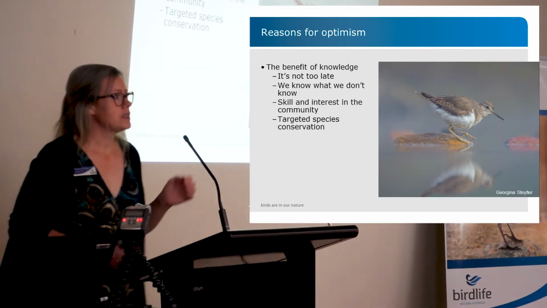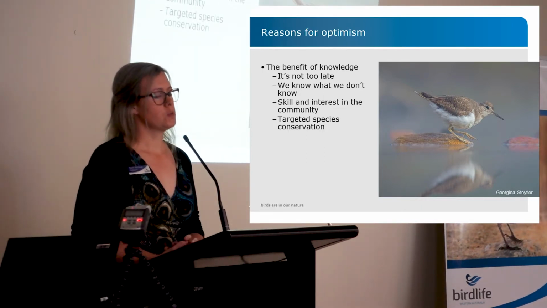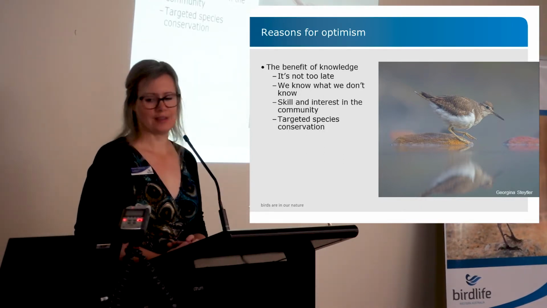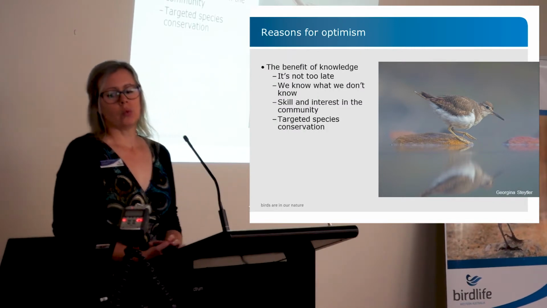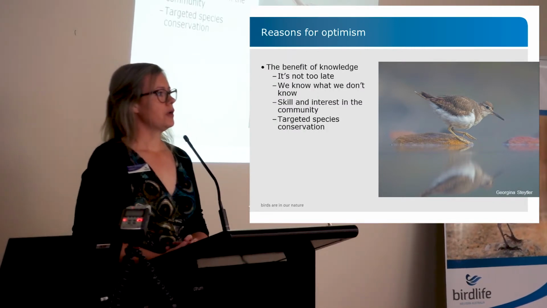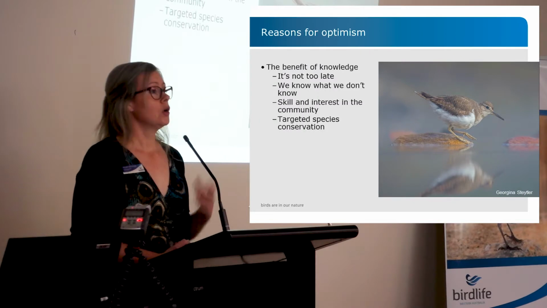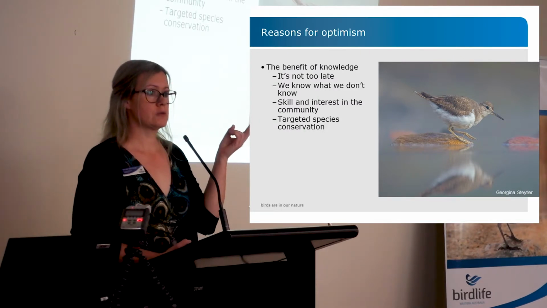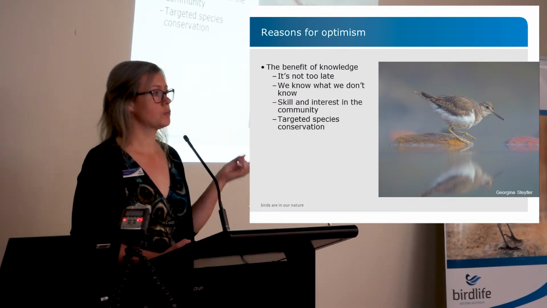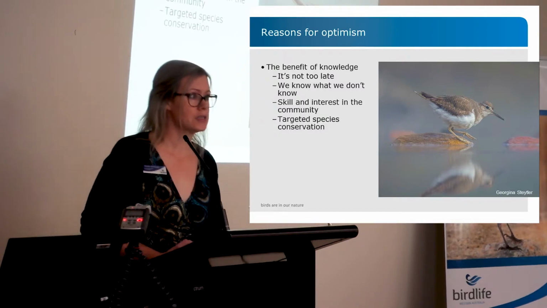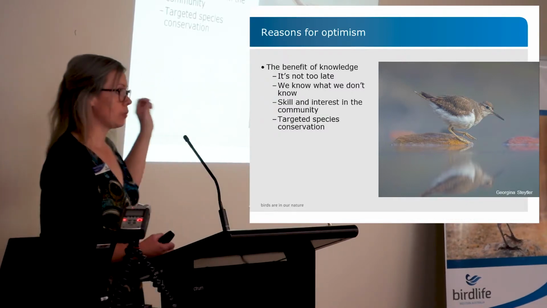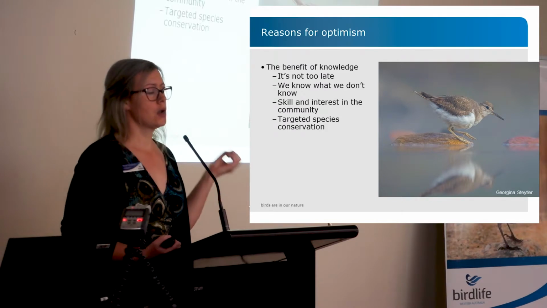However, there are reasons for optimism, and that's one of the things we're here for today. We are really lucky when it comes to birds that we have a bit of a benefit of knowledge. We've lost 2 of those species, the Lewin's rail and the rufous bristlebird, so we know it's not too late. There are species that are threatened, but we know about those threats.